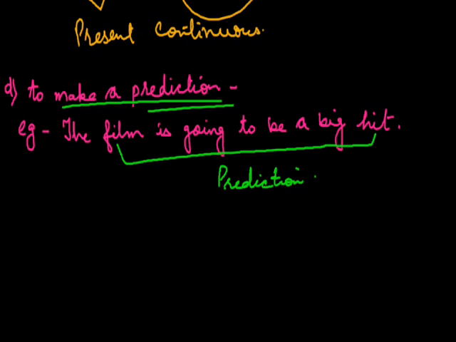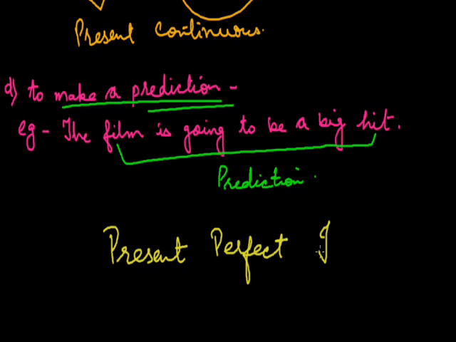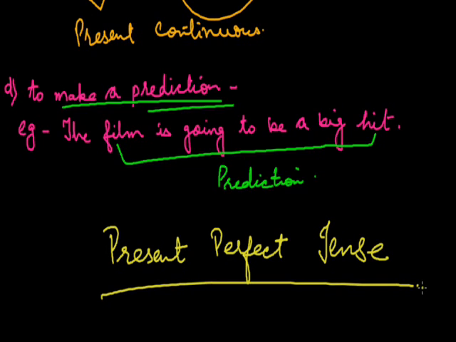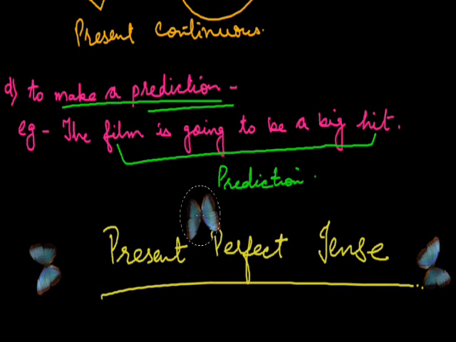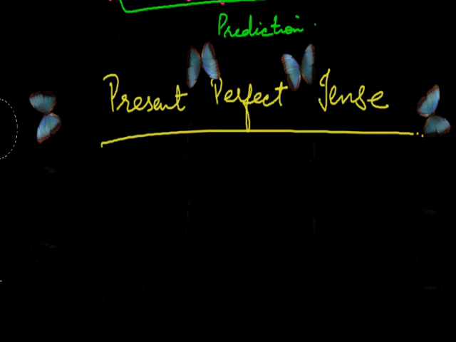Next, I'll take present perfect tense, right? So, okay, I like these butterflies very much. And here and here for you, right? So, present perfect tense.